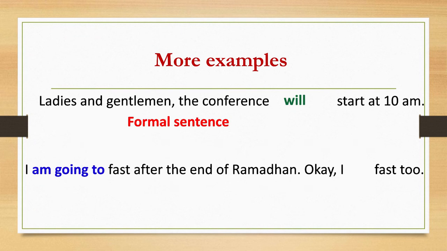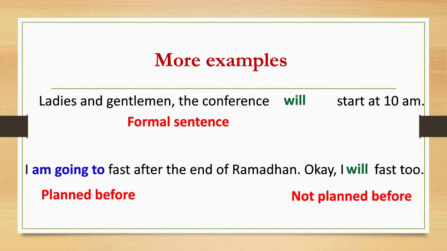The second person says, okay, okay. It's like she didn't take the same decision before, but now that she is talking to this person who took the decision to fast after the end of Ramadan, she agreed to fast too. So she just took this decision. So in that case we use will. Okay, I will fast too. You see the difference? The first one was planned before the moment of speaking. The second decision was not planned at all before the moment of speaking. After talking to her, she just took the decision, and in that case, we have to use will.